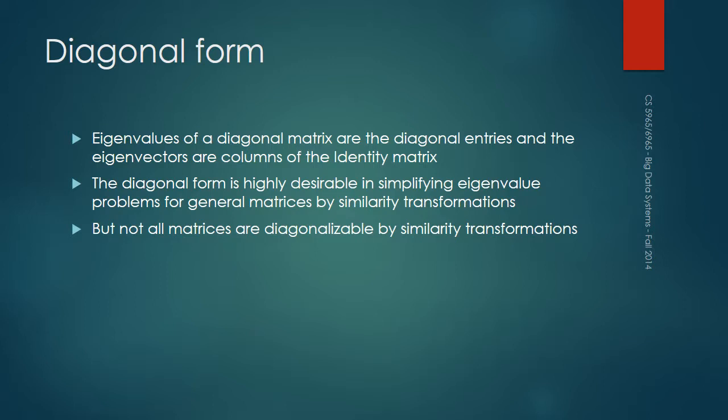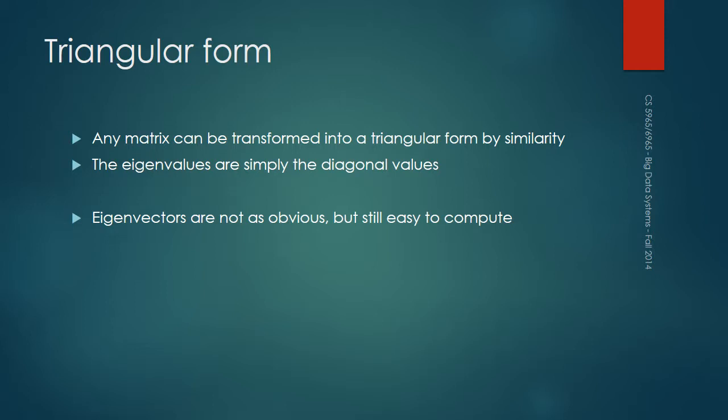Of course, it's not easy to diagonalize every single matrix. It's actually not even possible in many cases for us to diagonalize. So what we end up with more commonly is converting our matrix to a triangular form. Okay? This is possible for any matrix. And there are proofs which show that you can transform any matrix into this form. The eigenvalues are simply the diagonal values in this case.